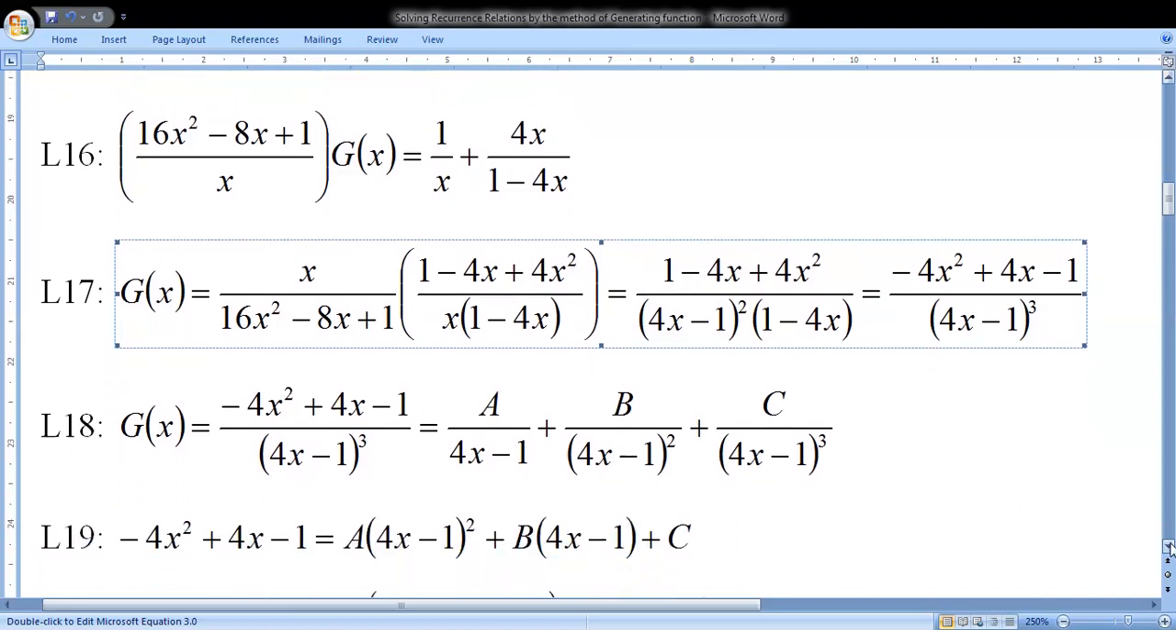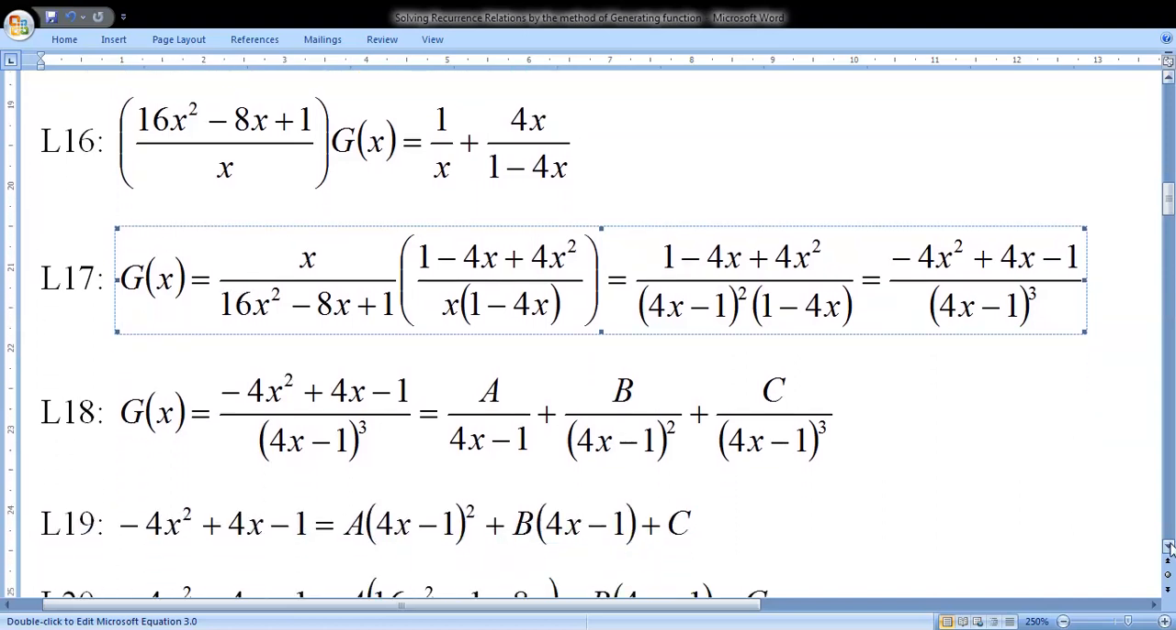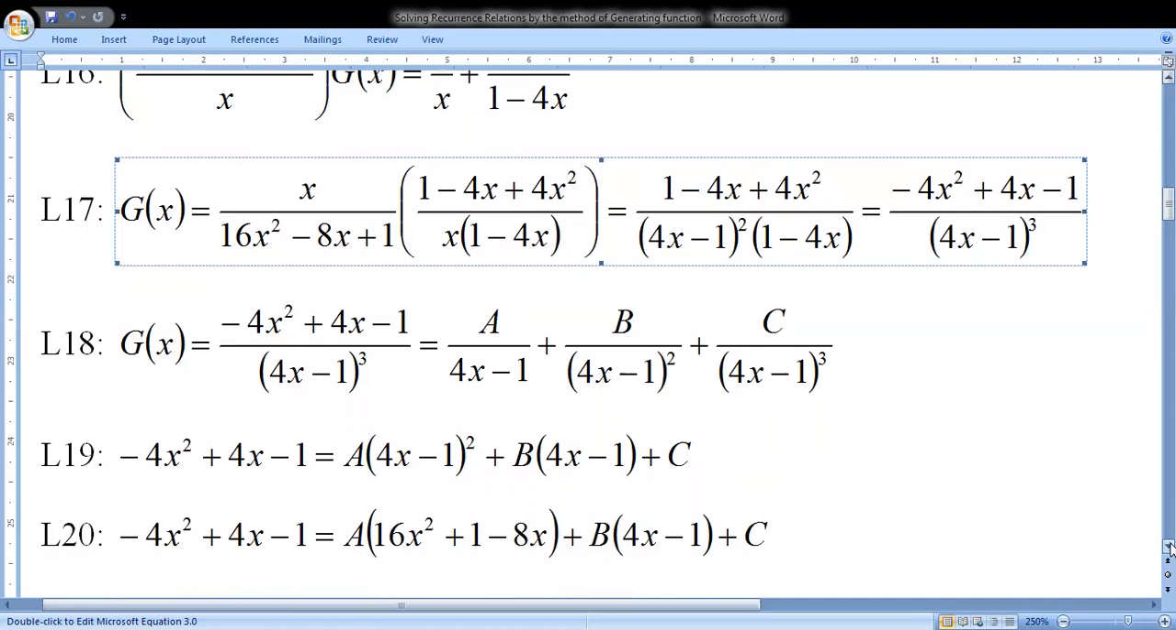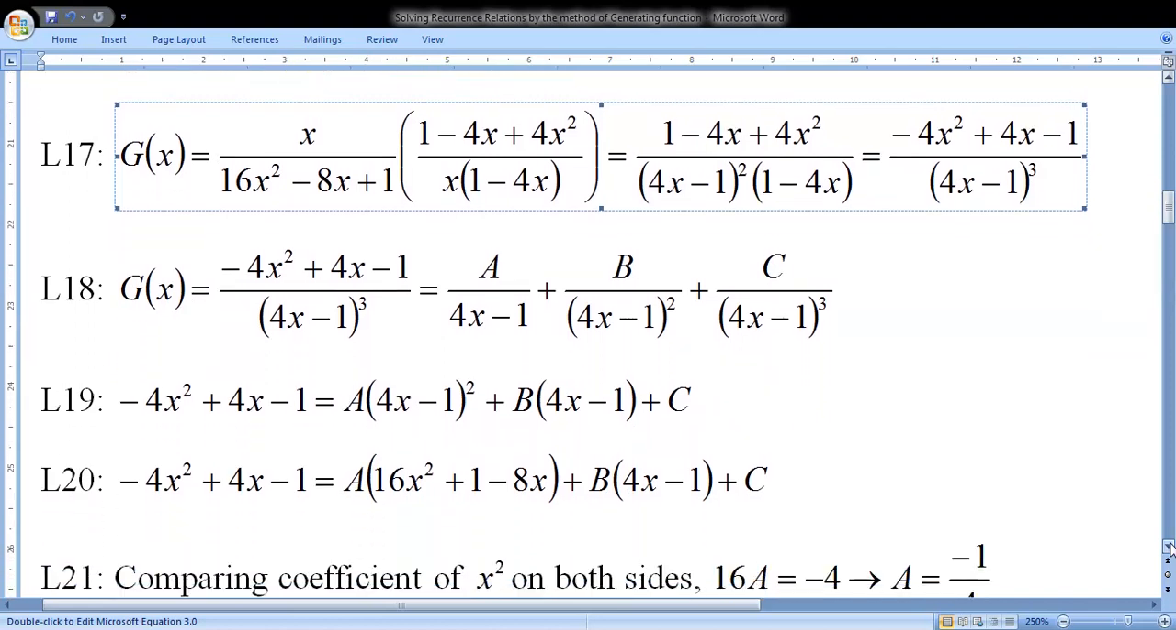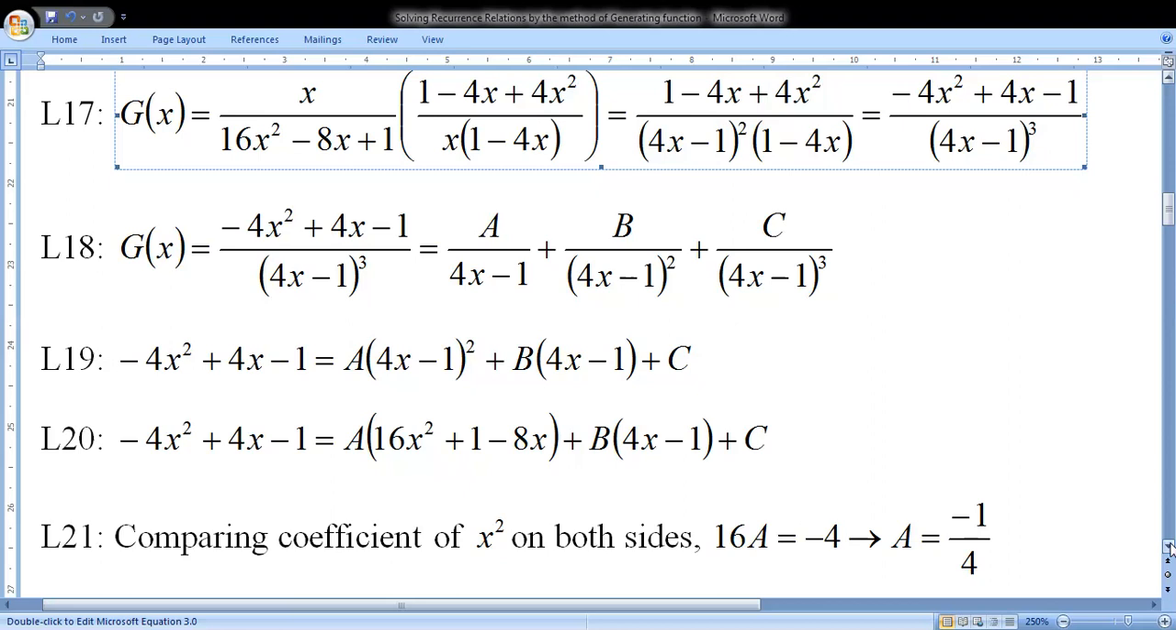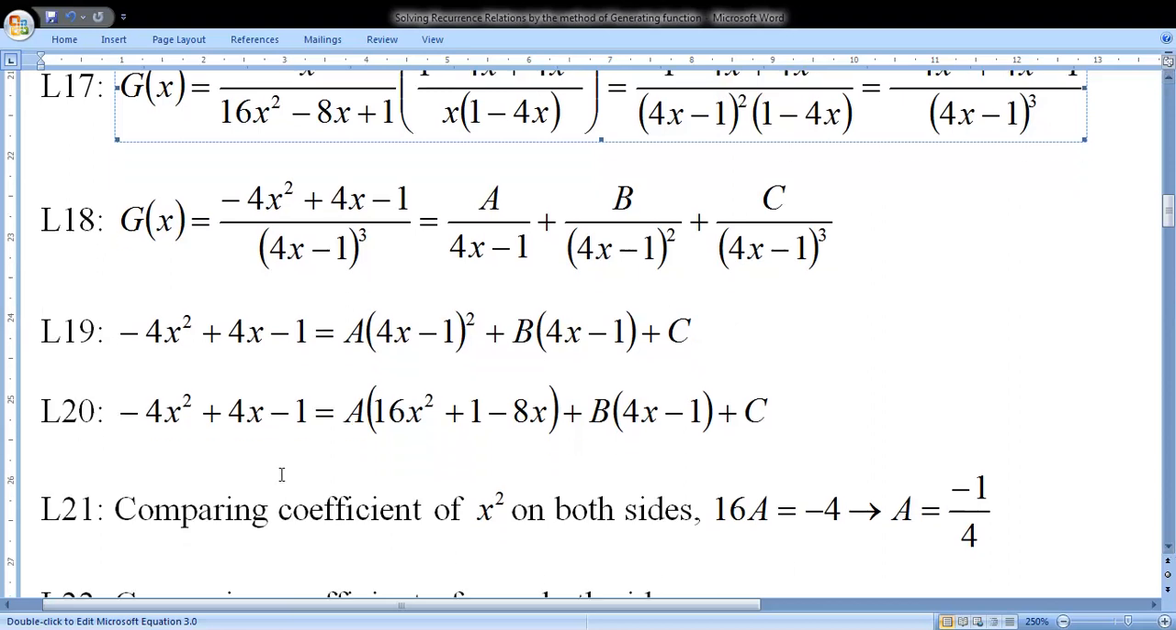So for that, the partial fractions are a by 4x minus 1, b by 4x minus 1 whole square, c by 4x minus 1 whole cube. Okay. So I have taken LCM and I have simplified. So I have got line number 20. It is minus 4x square plus 4x minus 1 equals to a into 16x square plus 1 minus 8x plus b into 4x minus 1 plus c.